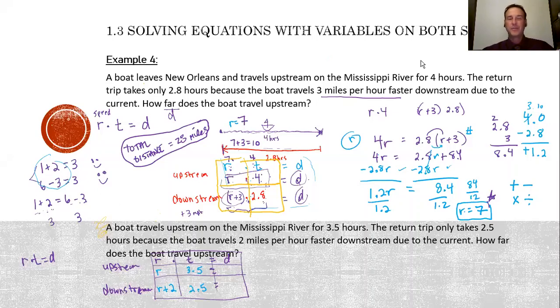Okay, so here's what mine looks like. Again, it reads the same way. You're going upstream at 3.5 hours. The return trip takes 2.5 hours. So I wrote upstream and downstream. Here's my 3.5. Here's my 2.5 below that. And it says that going downstream takes 2 miles per hour faster than upstream. So whatever the upstream was, this is 2 faster.